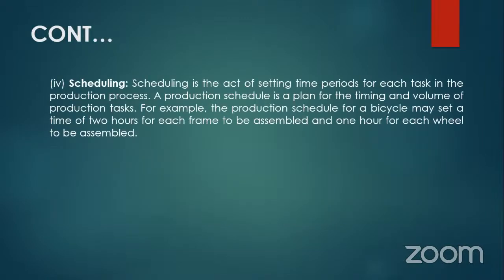Scheduling. Scheduling is the act of setting time periods for each task in the production process. A production schedule is a plan for the timing and volume of production tasks. For example, the production schedule for a bicycle may set a time of 2 hours for each frame to be assembled and 1 hour for each wheel to be assembled.